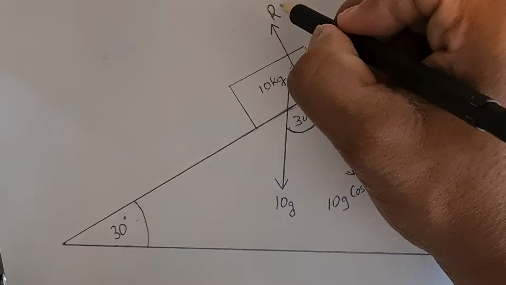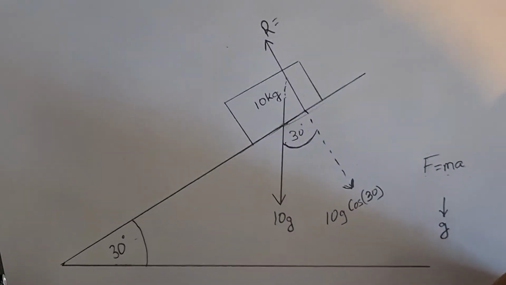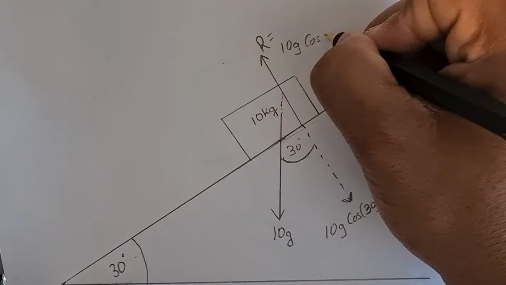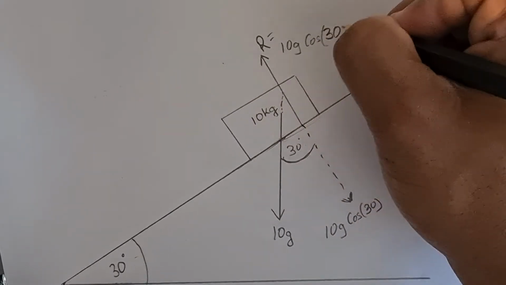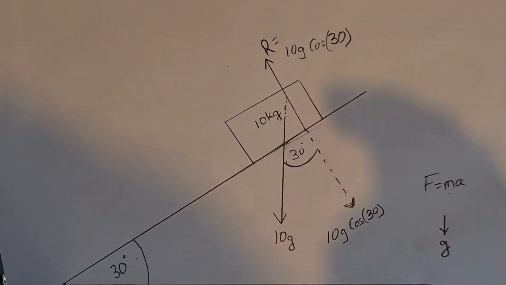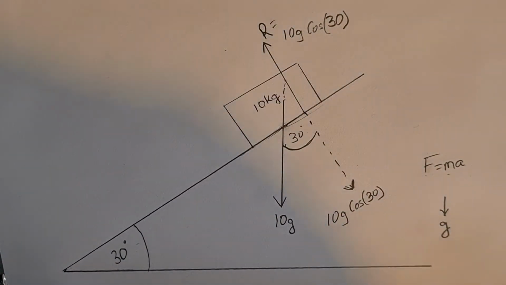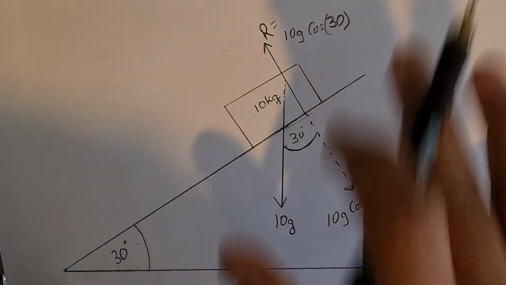Therefore, the reaction force is equal to 10g cos theta, or cos 30, because it's acting in the opposite direction. Assuming that you have all of these forces, you've just solved these forces.